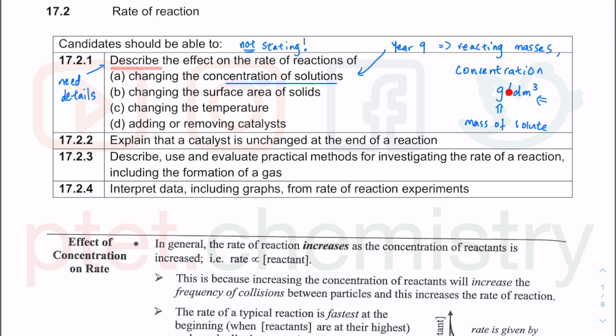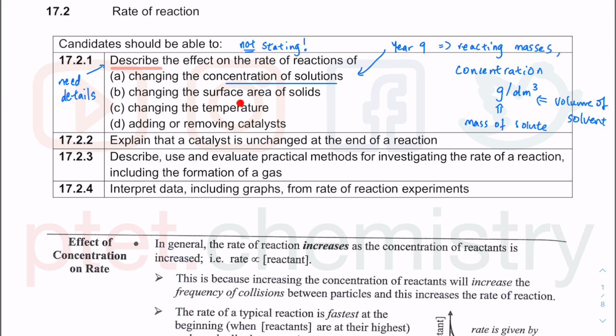Per 1 dm cube of what? This is the volume of the solvent. These are all part of the year 9 combined science chemistry syllabus. So there is the volume of the solvent, which in most cases of solution is just distilled water.